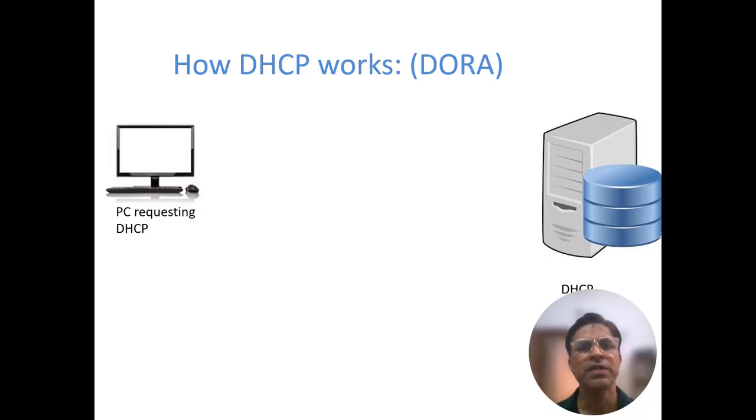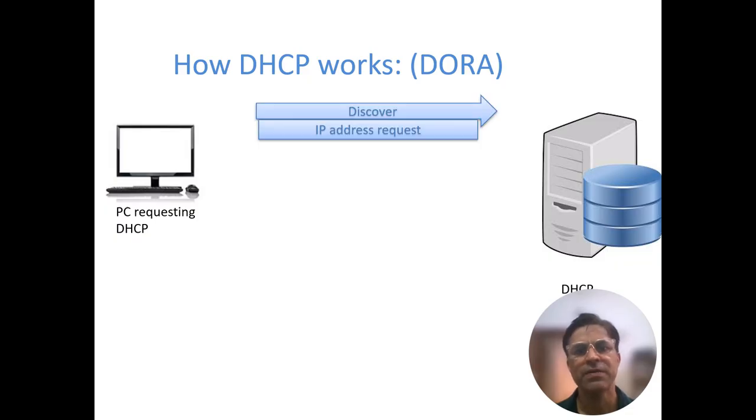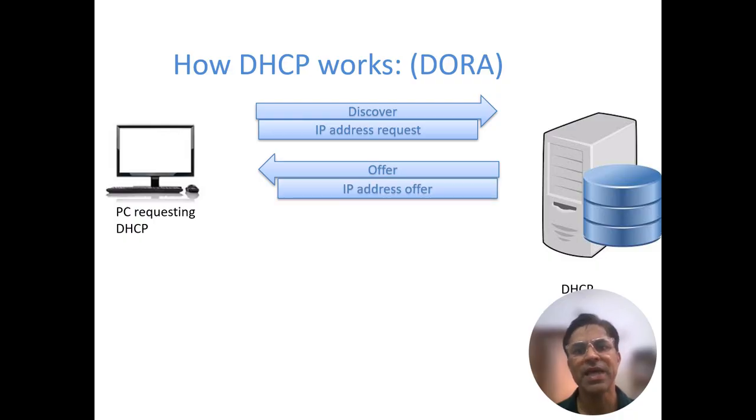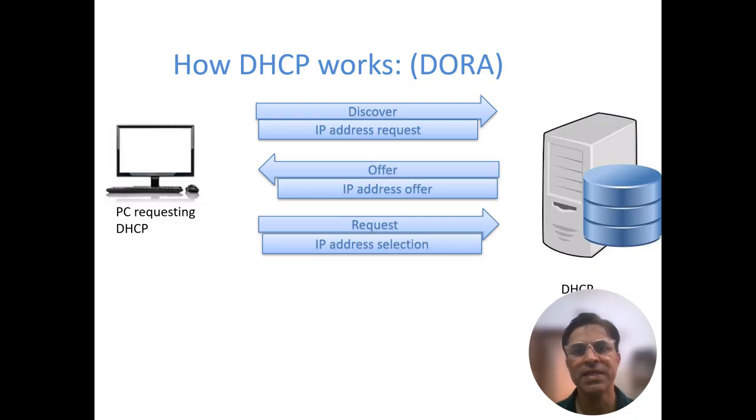First, we will see how DHCP works. DORA process. The PC sends a broadcast DHCP discover message, attaching its MAC address, to locate any available DHCP server. The DHCP server replies with a DHCP offer proposing an IP address and other settings. The client responds with a DHCP request saying yes, I like that IP address. The DHCP server sends a DHCP acknowledgement confirming the lease and completing the process.